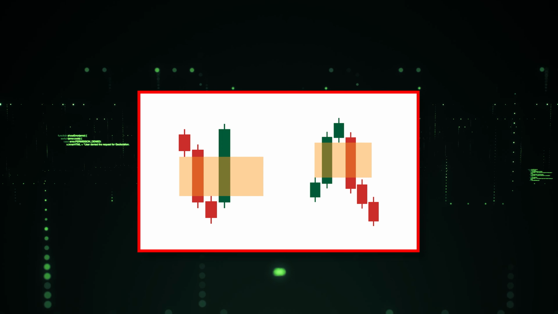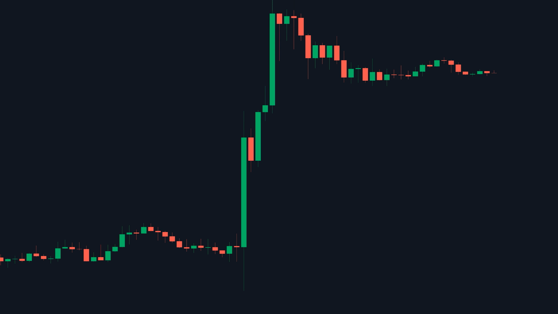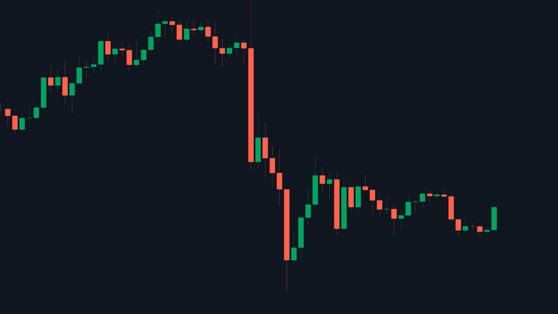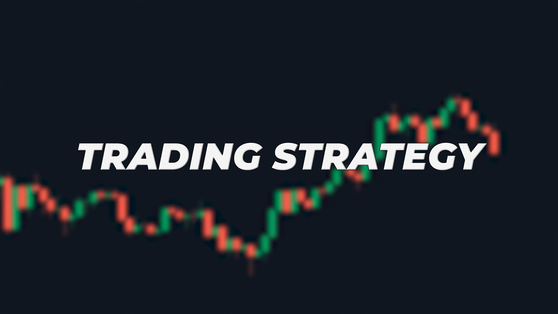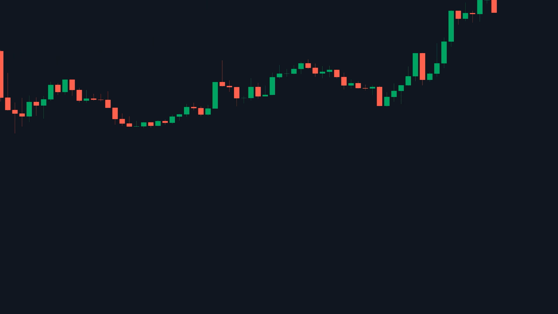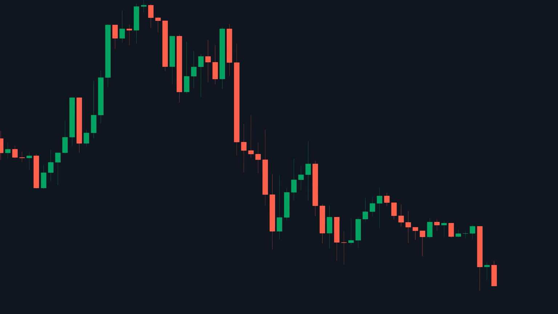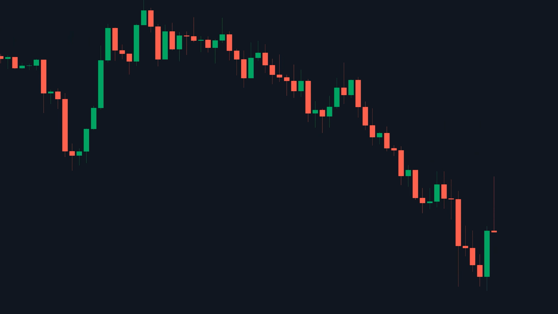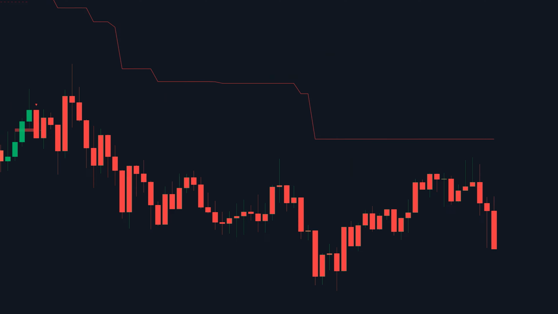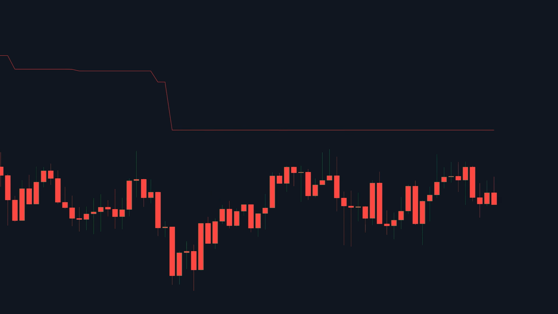Instantaneous fair value gap mitigation, a concept that might sound super complex, but could be the key to revolutionizing your trading strategy. If you've ever wondered how to tap into the hidden mechanics of the market and ride the waves created by institutional traders, then stick around, because in today's video, I'm gonna introduce you to a groundbreaking indicator that leverages instantaneous fair value gap mitigations for insanely profitable trades.